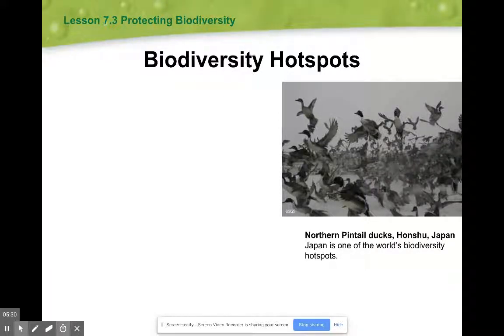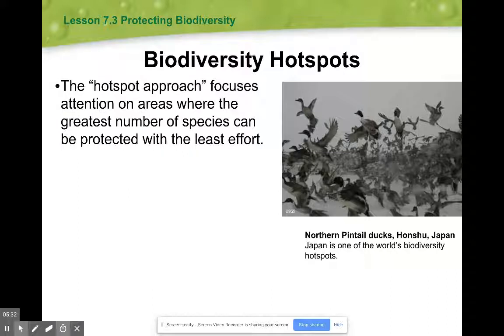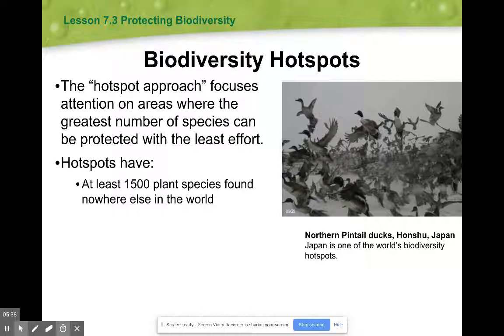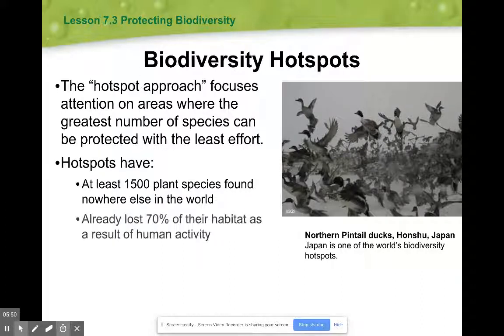All right, what's a hotspot? A hotspot's an area on Earth where there's a large number of species, and we have to protect them for quite a few reasons. One is there's 1,500 plants found nowhere else in the world in these hotspots. That means once those hotspots or those areas are destroyed or gone or fragmented, unfortunately, so are those species as well.